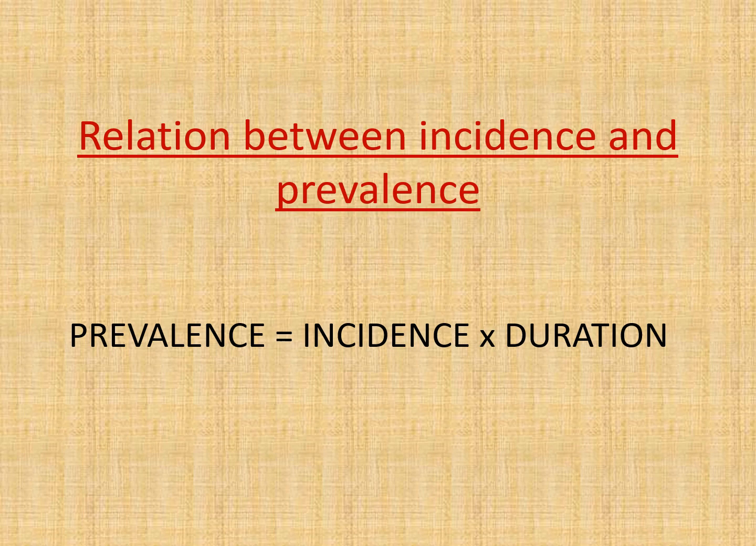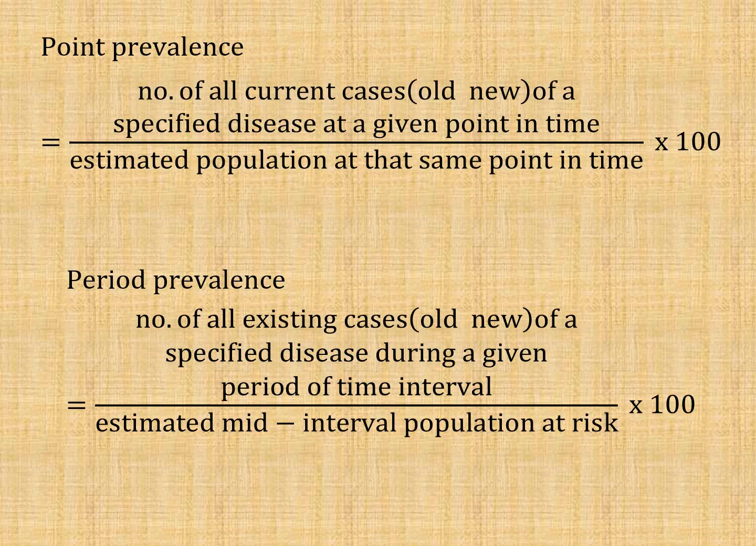Another relationship between incidence and prevalence is that prevalence equals incidence times duration. So we can calculate prevalence if we know the incidence and the duration of the disease concerned. We have also seen there are two types of prevalence: one is point prevalence and the second is period prevalence. So what does point prevalence mean? It is the number of current cases, whether old or new, of a specified disease at a given point of time, divided by the estimated population at the same point of time, multiplied by 100.